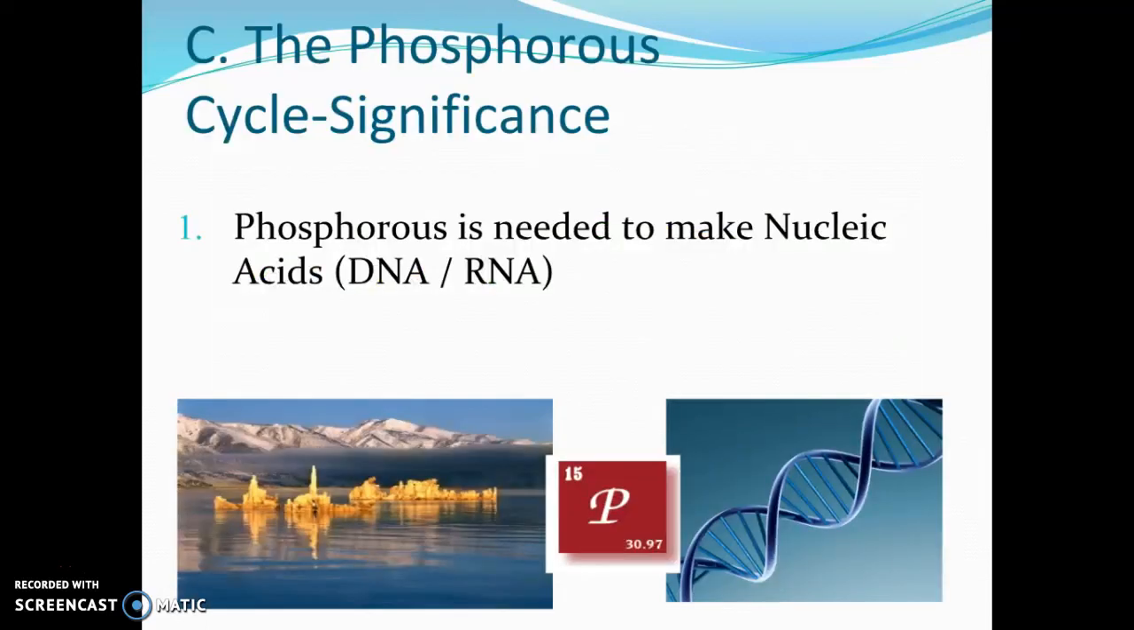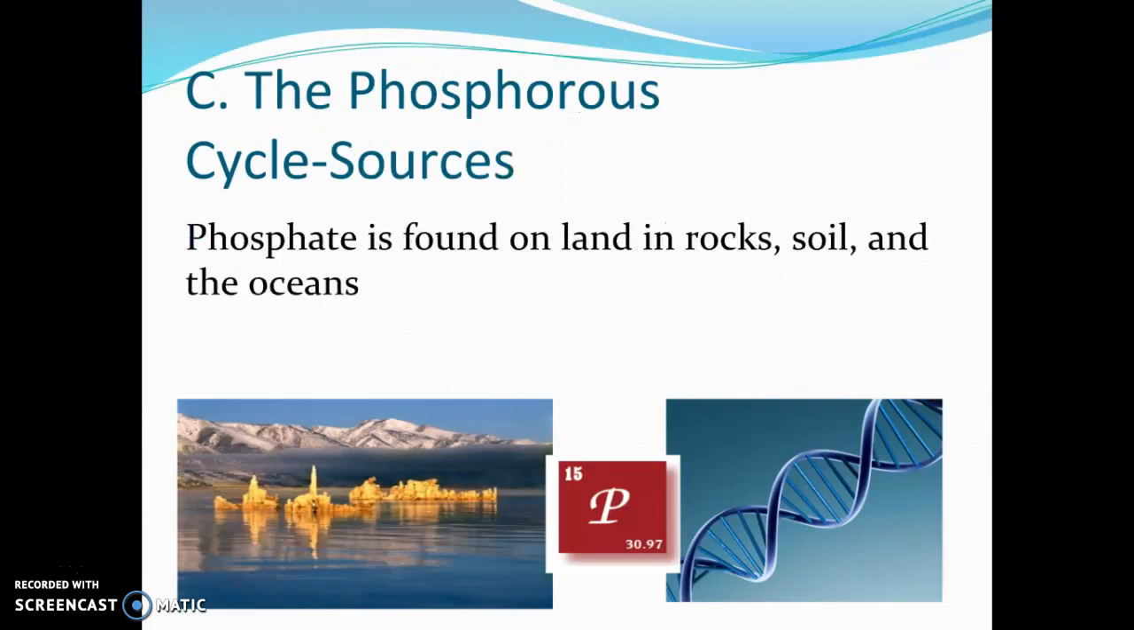Our next and last cycle is the phosphorus cycle. So let's start with the significance again. Phosphorus is needed to make nucleic acids, which make up our DNA and RNA, which we'll talk again later on this year. And we also have some sources. So phosphate is usually found on land in either rocks and soil, and then sometimes when that gets brushed off into the ocean, that's where the phosphorus gets found, so in oceans.